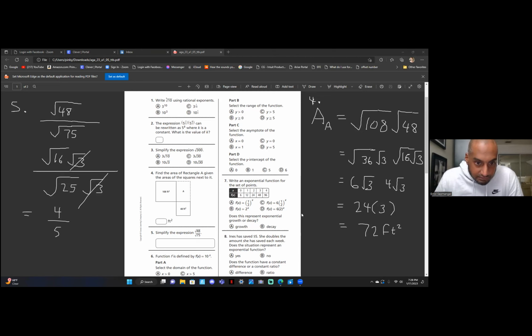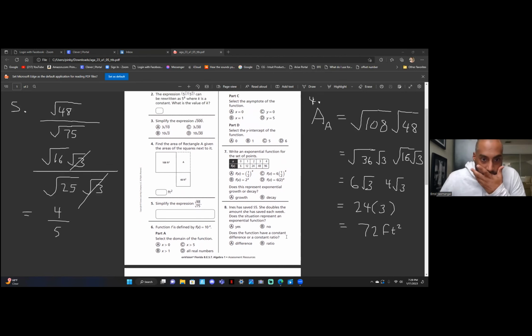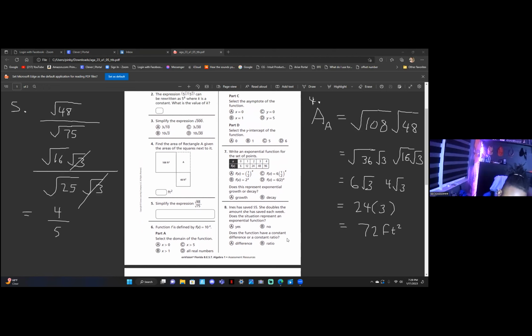6, function f is defined by that. Part A, select the domain of the function. Part B, select the range. C, select the asymptote. D, select the y-intercept. Okay. Do you know what all that means? Number 6, A, B, C, D.